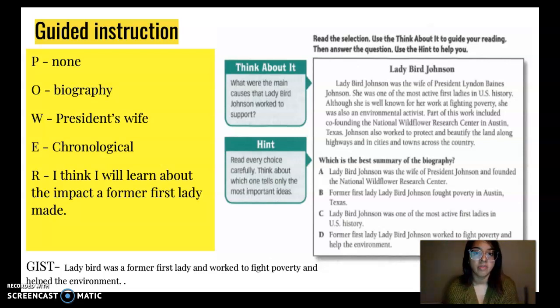the best summary of the biography? And if you look here, the summary closest to my gist or similar is D, which is something that I would probably pick because it also isn't a small detail. And if you notice, even in the first text that I read, there are little hints, and think about it as you read to kind of help you think through the text.